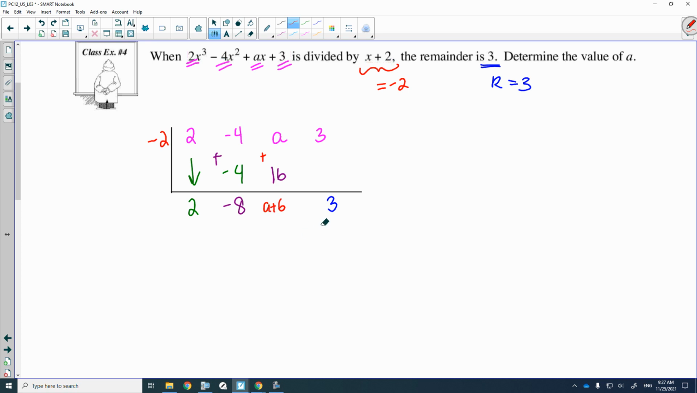This times this. So I'm going to just do it off to the side. Negative 2 times a plus 6 will give me negative 2a minus 12. Yes. Thank you. Sorry. It's like, where did I go wrong? And actually, what should it be? Sorry. Negative 2a minus what number? 32. Yeah. Minus 32.